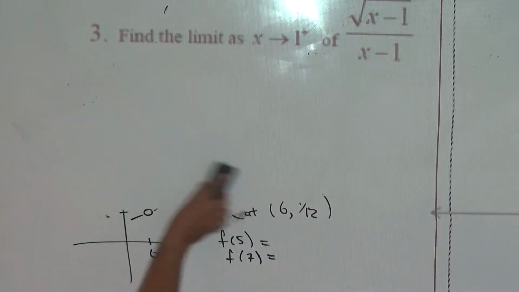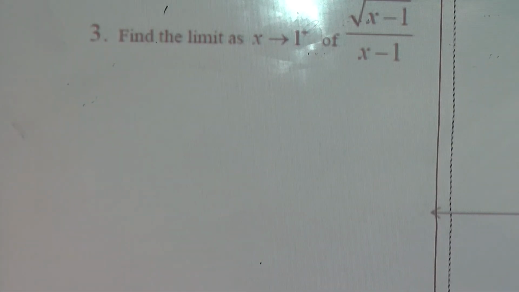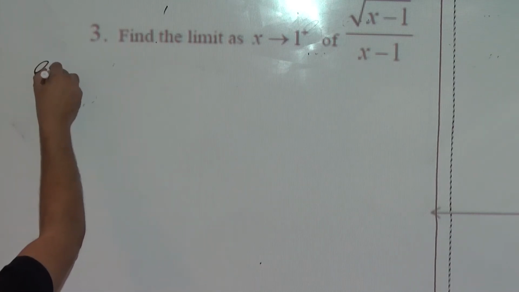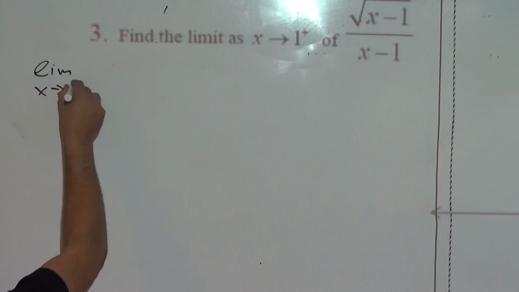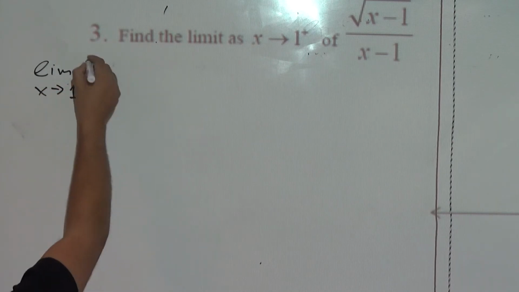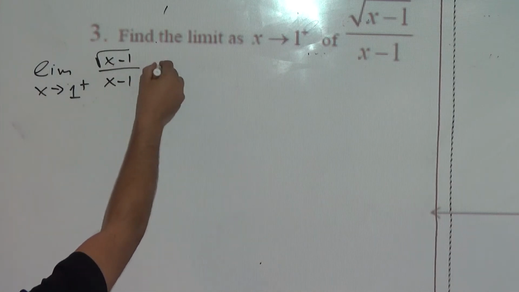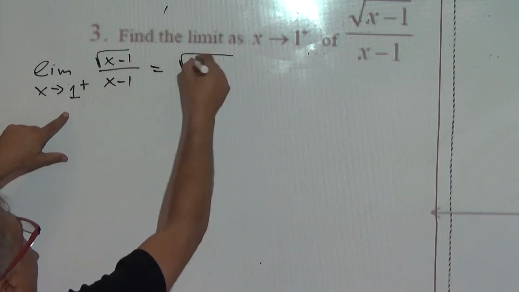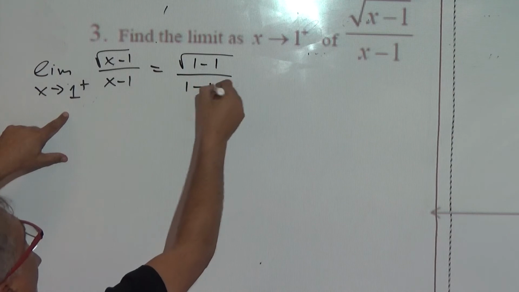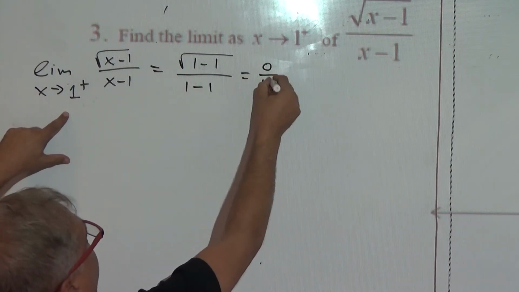Here I want to do that limit that you see or don't see up there. So I want to do the limit as x goes to 1, but from the right, of (square root of x - 1)/(x - 1). Again, I plug in, so I have (square root of 1 - 1)/(1 - 1). So I have 0 over 0.